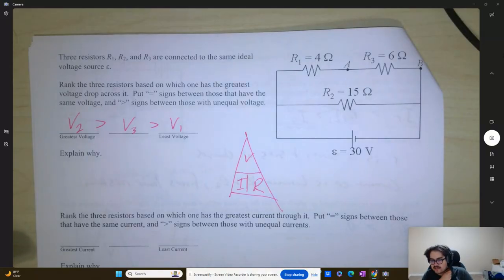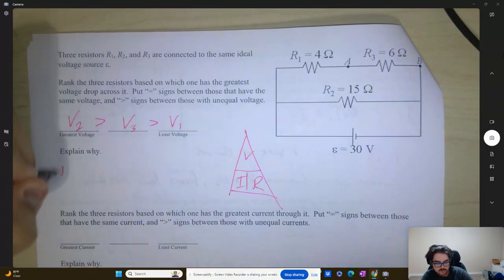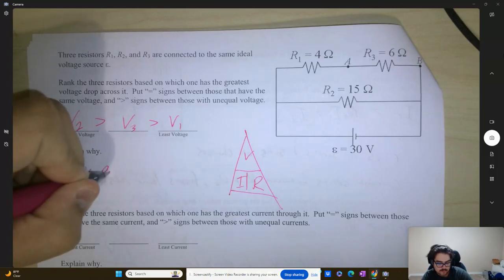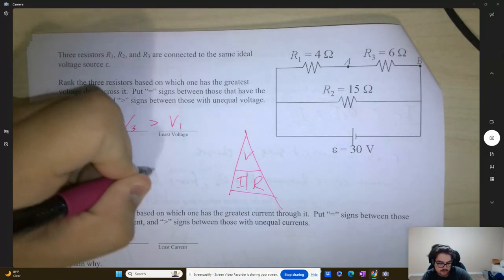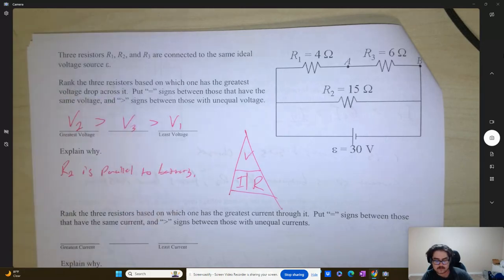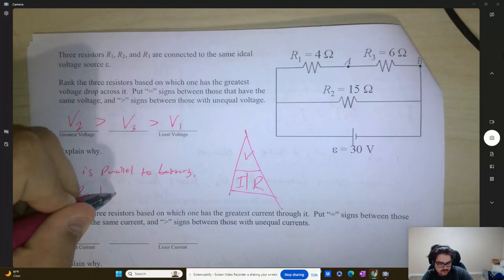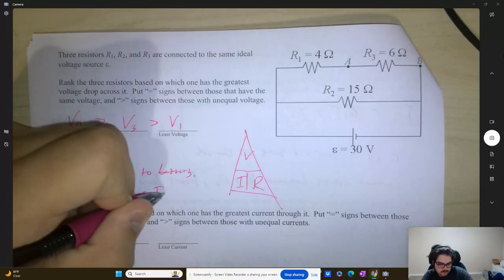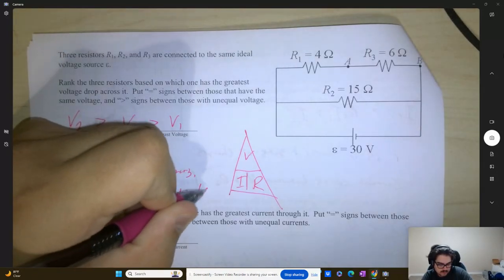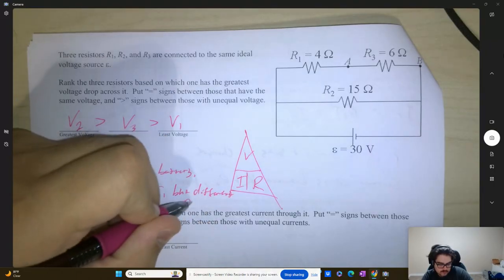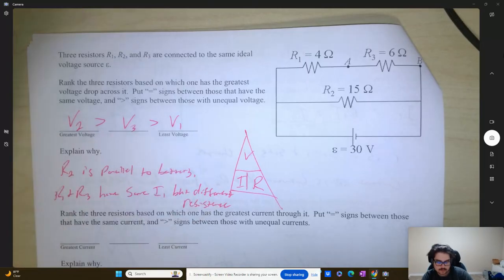And why does it work like this? Well, first off, R2 is parallel to the battery. So if R2 is parallel to the battery, then it has to be taking 30 volts. And then another thing to point out is that R1 and R3 have the same I, but different resistance.